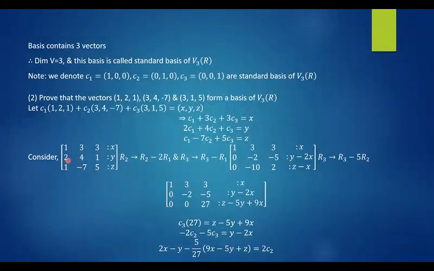Then R2, apply row operations, R2 minus 2R1 and R3 minus R1 to get 0, 0 here. So the respective elements also get changed: y minus 2x, then z minus x, like this. Then the next row operation is to make minus 10 as 0.